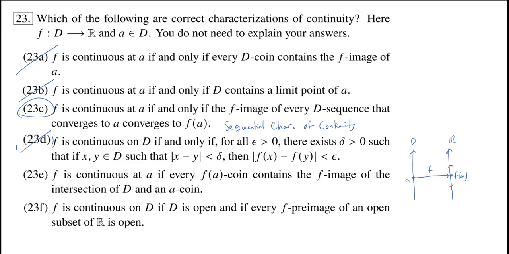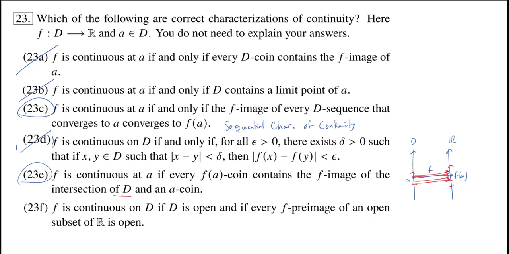So if I find an a coin, now some of these points in the interval may not be in D, but I don't care about those. I only care about the ones that are in D, and I map them, and they all have to end up in this f of a coin. Yep, that's exactly what continuity is. Notice it's not even a punctured a coin or anything. So we have found a third correct characterization.